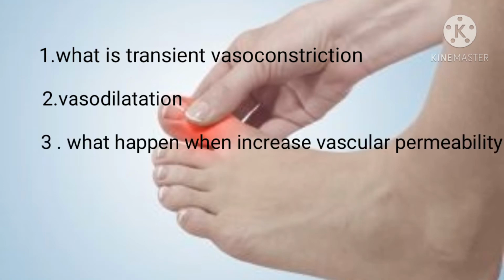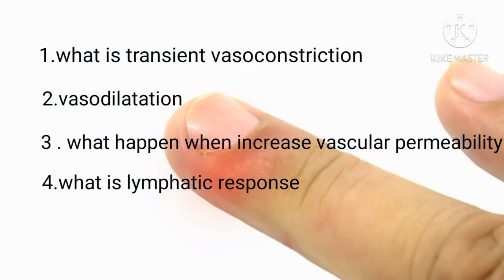3. Increased vascular permeability. This allows for the movement of protein-rich fluid into the extracellular matrix. 4. Lymphatic response. In inflammation, the lymph flow is increased to help drain the edema fluid from the extracellular spaces. The lymphatics and draining lymph nodes may become secondarily inflamed. Inflamed lymphatics are called lymphangitis. Inflamed lymph node is called lymphadenitis.